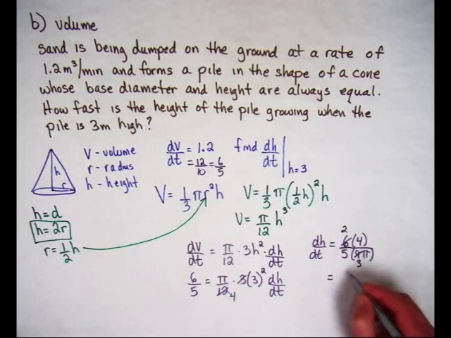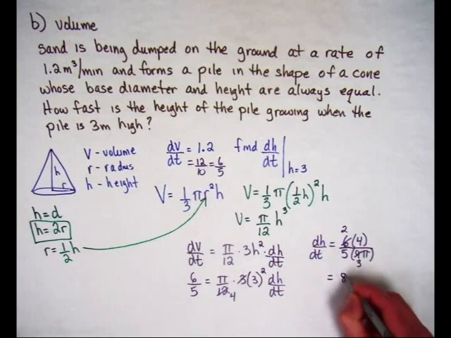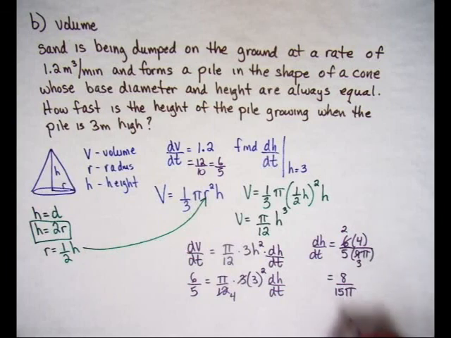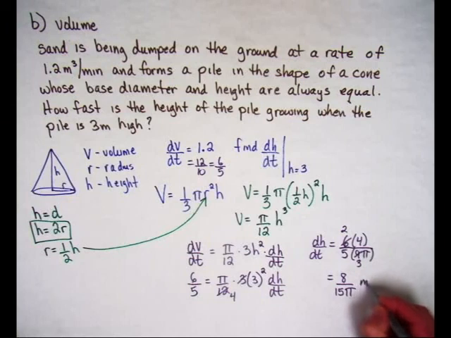And you see how nicely this works out. We just end up with 8 over 15 pi. And our units there, it's height with time, so it would be meters per minute.